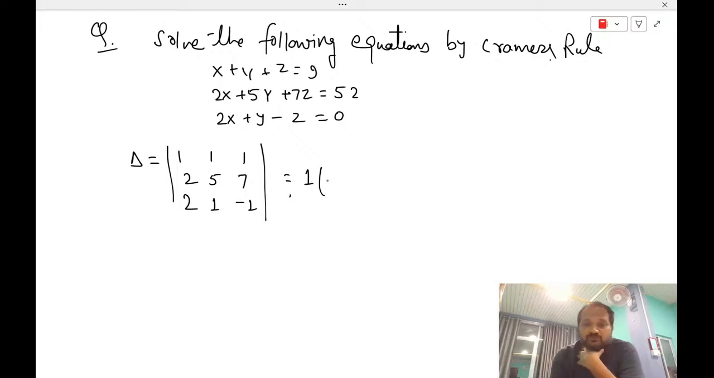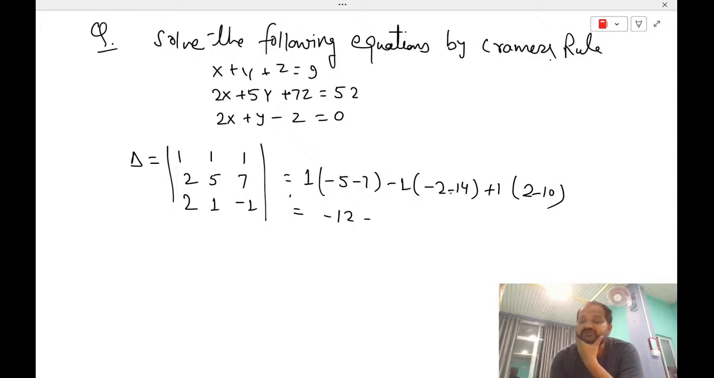So 1 into minus 5 minus 7, then minus 1 into minus 2 minus 14, plus 1 into 2 minus 10. So it will be minus 12, and this one will be minus 16, minus 16 into 1 gives plus 16, and this one will be minus 8. So it will be 12, 8, 20, 20 minus 4 gives the total. So it is not equal to 0, so it has unique solutions. x, y, z have unique solutions.